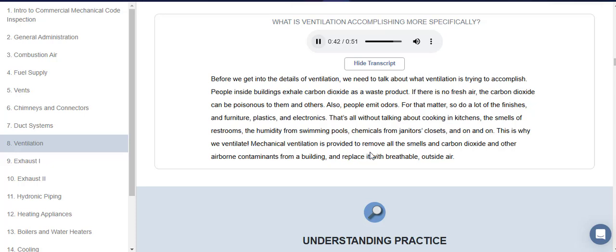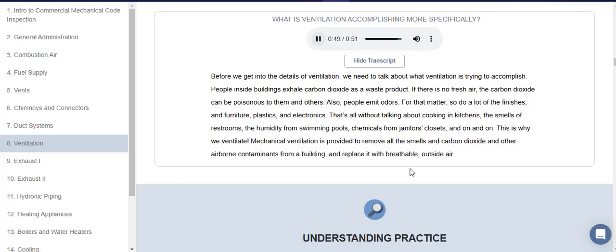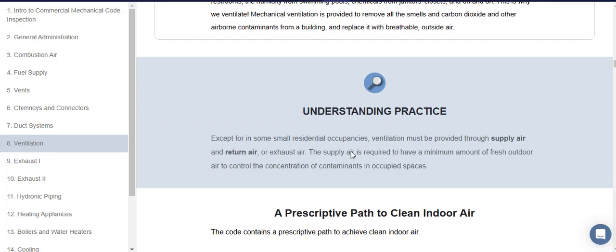Mechanical ventilation is provided to remove all the smells and carbon dioxide and other airborne contaminants from a building and replace it with breathable outside air. Understand the practice. Except for in some small residential occupancies, ventilation must be provided through supply and return air or exhaust air. The supply air is required to have a minimum amount of fresh outdoor air to control the concentration of contaminants in occupied spaces.